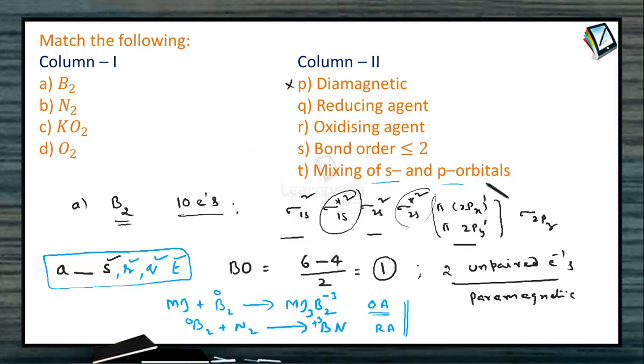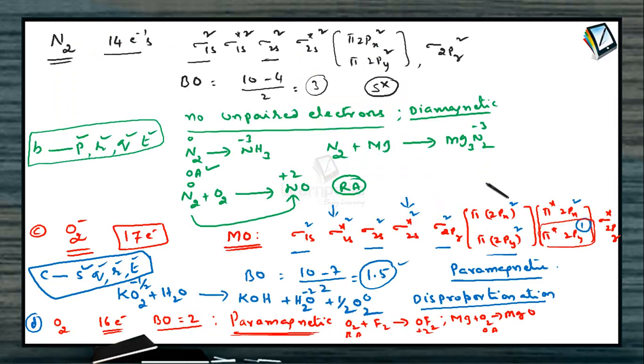Therefore the answers for oxygen is QRST. So D goes with Q, R, S and T. So all are right except P. So thus these are the answers.